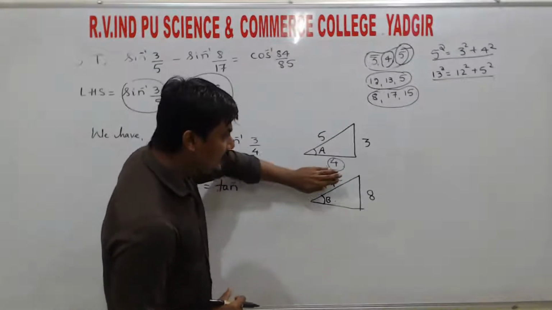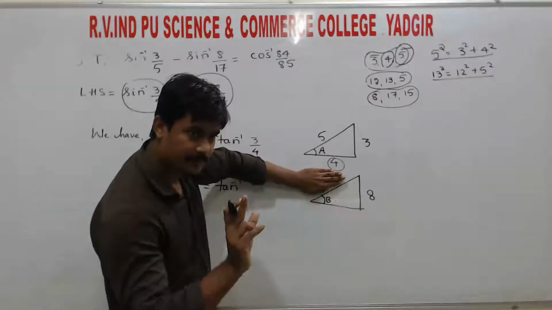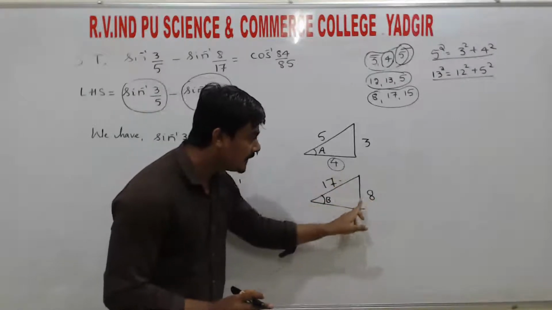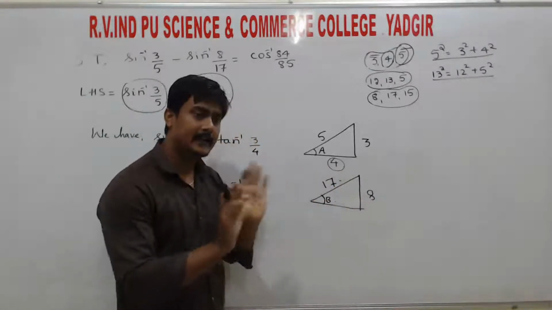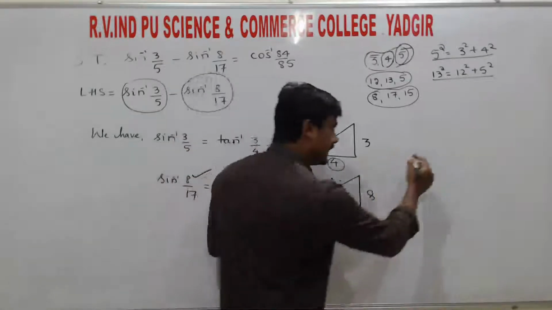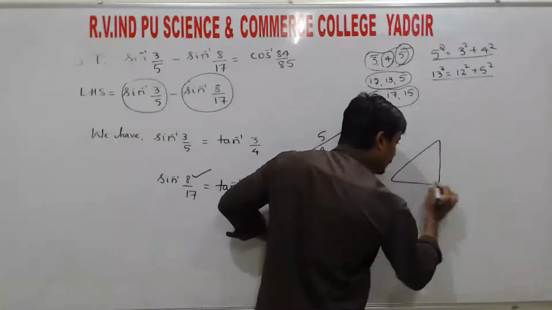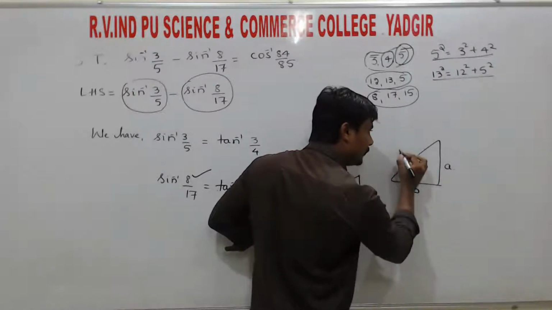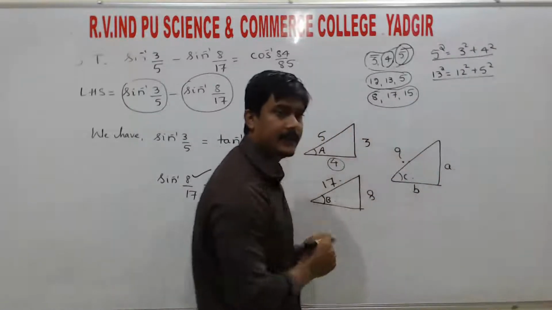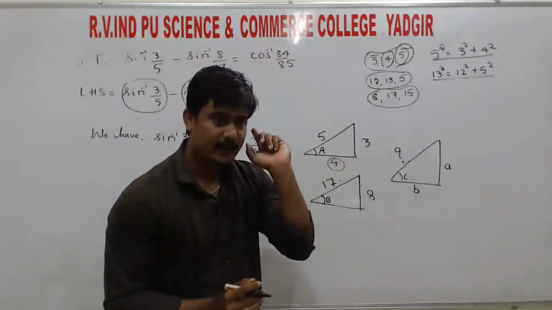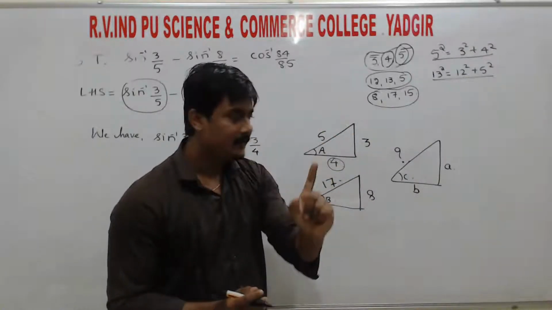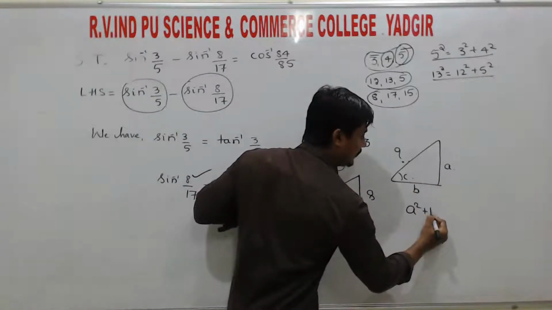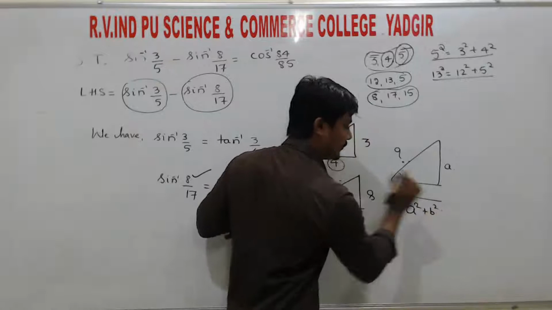See, if you want the hypotenuse, add the squares of the other two sides and take the square root. I will repeat, keenly observe. You know this side length, you know this side length, and you want to find the hypotenuse. Add the squares of the other two sides and take its square root.